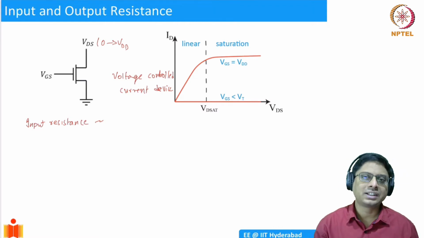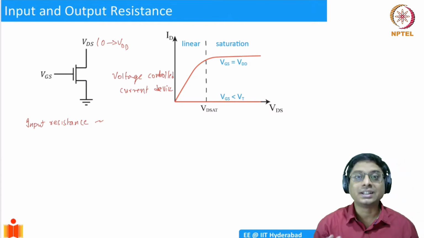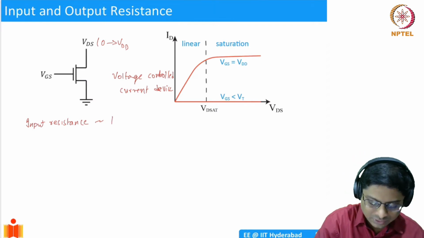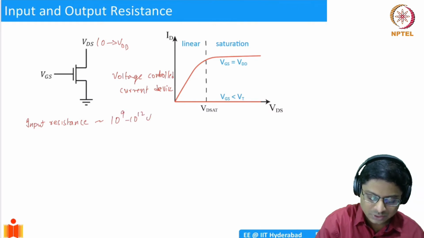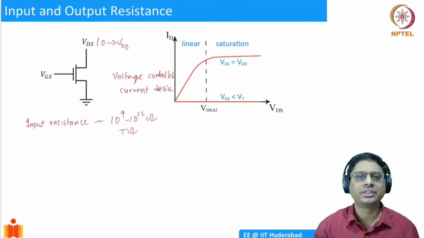Well, we said that the gate has a metal, and then there's an oxide which is separating. And the oxide is an insulator. It's supposed to be a very good insulator. So usually the input resistance of a MOSFET will be typically 10 power 9 to 10 power 12 ohms, or tera ohms range. It has a very high input resistance. So usually it doesn't create a problem.